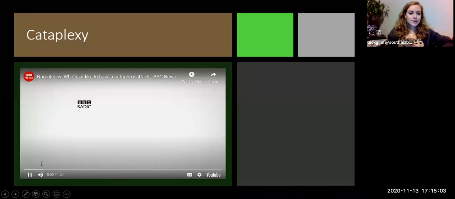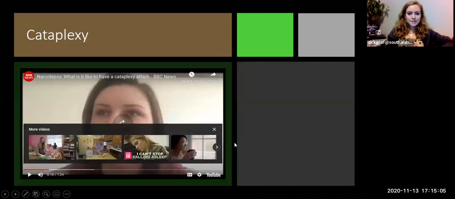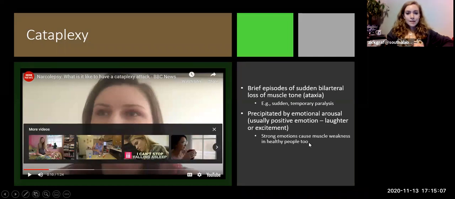Cataplexy is really interesting. Okay. Cataplexy, like I said, basically involves brief episodes of sudden bilateral loss of muscle tone. So this is basically paralysis, where someone is awake and alert, but they can't move. It's very sudden, but it's also very temporary. It usually only lasts at most like a minute or two.